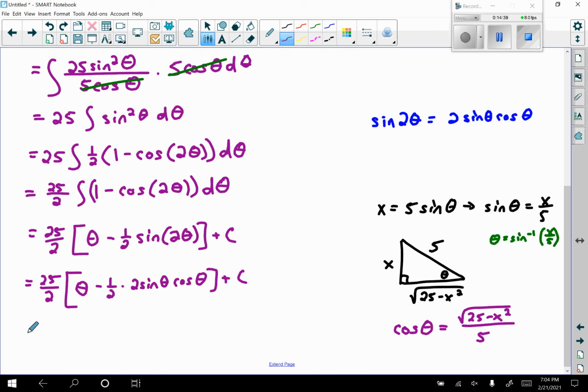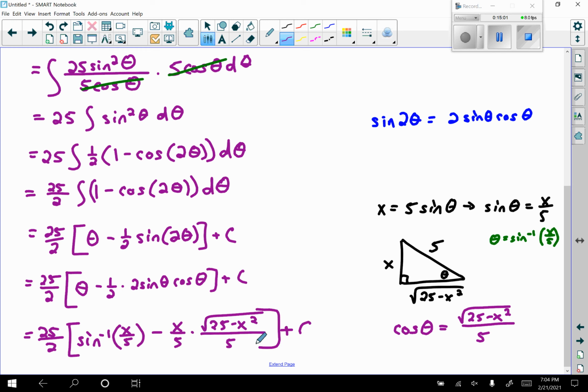So now, my final answer, leave the 25 halves out here, we're going to write inverse sine of x over 5 minus the 1/2 times 2 just turn into a 1, and then we have sine theta, which is x over 5, times cosine theta, which is the square root of 25 minus x squared all over 5 plus c. Now you could leave it like this, or you could take one step further and just say x over 25 times this, but this is perfectly fine.